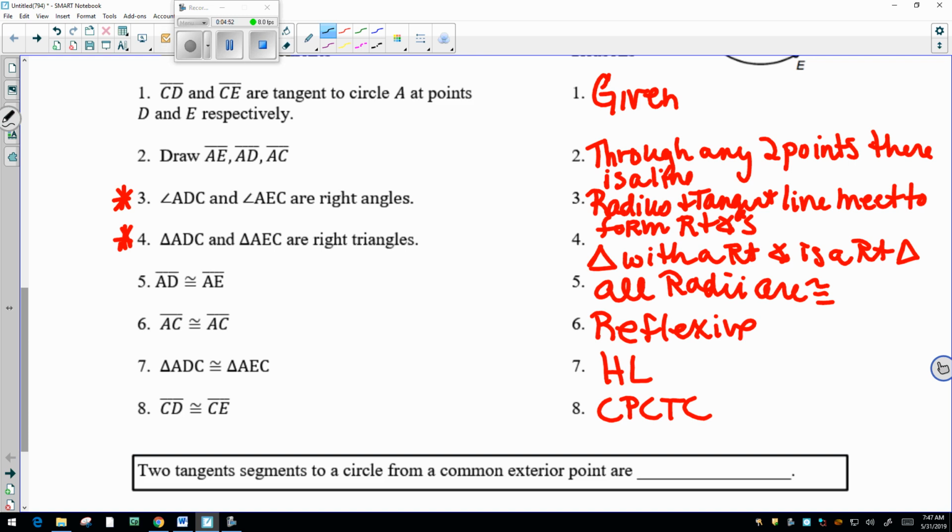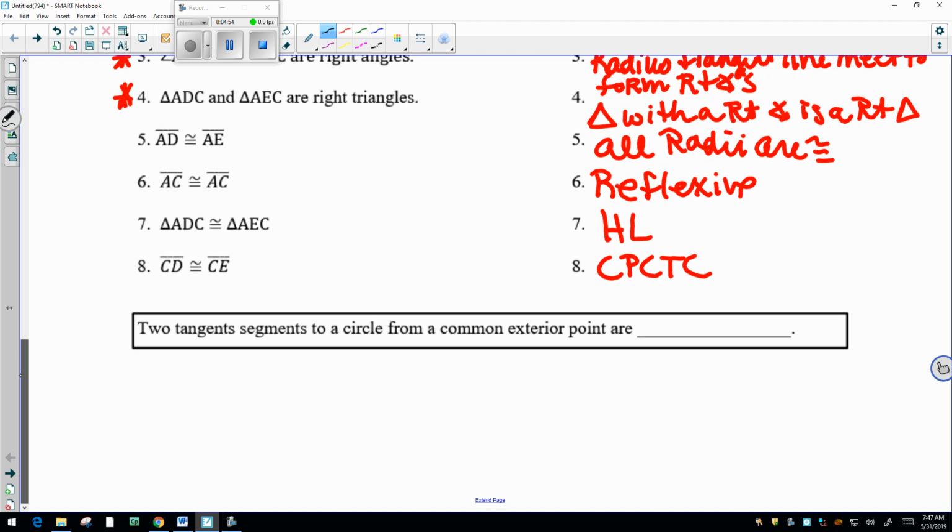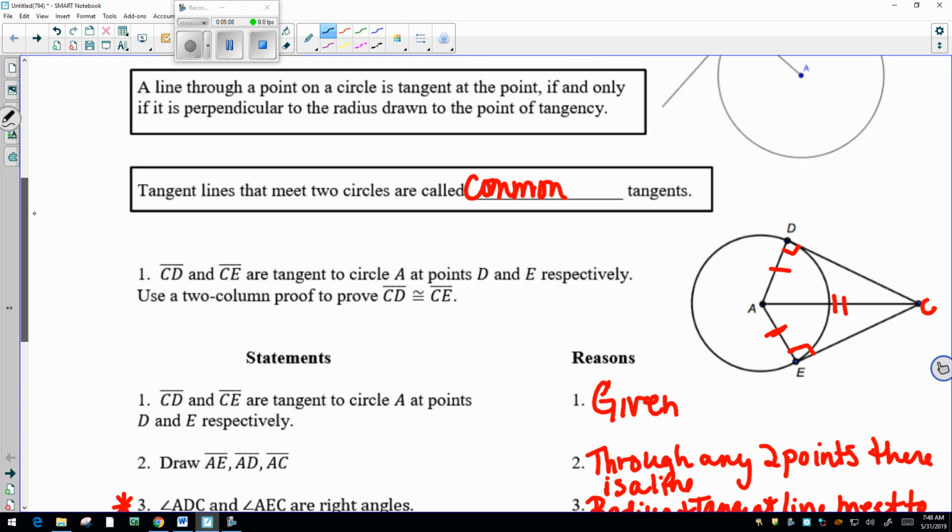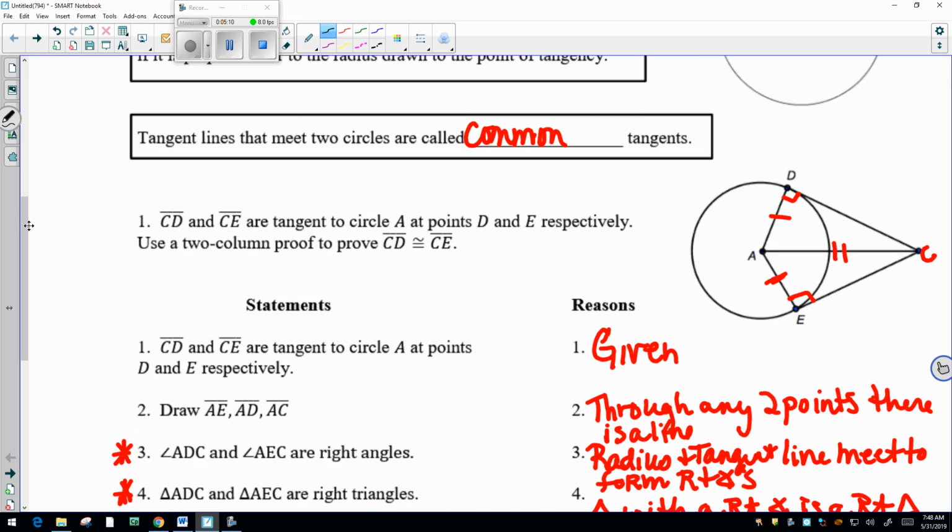So we have here 2 tangents. What we have just proven actually is our 2 tangent segments to a circle from a common exterior point. We have just proven that they are congruent. Okay, so we had our two common tangents. They're both tangent to the circle, and they were coming from this exterior point. So find one exterior point, draw a tangent, draw a tangent. We have just proven then that these have to be congruent.